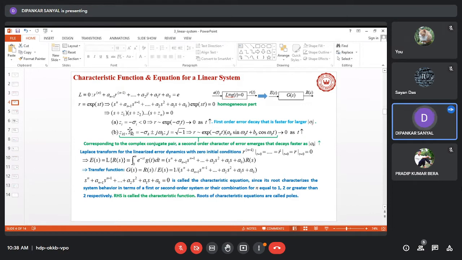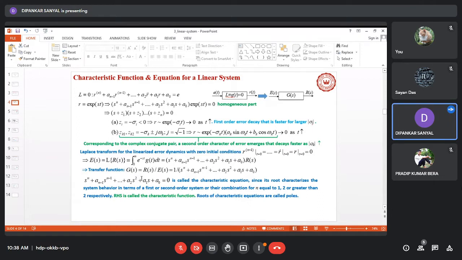And here what we are trying to show is that a similar equation could be generated if we substitute this plant onto the Laplacian domain by making use of this substitution. Then this plant gets transformed to another Laplacian form where this G(S) is nothing but output by input, and this G(S) we call the transfer function if all the initial conditions are put to 0.